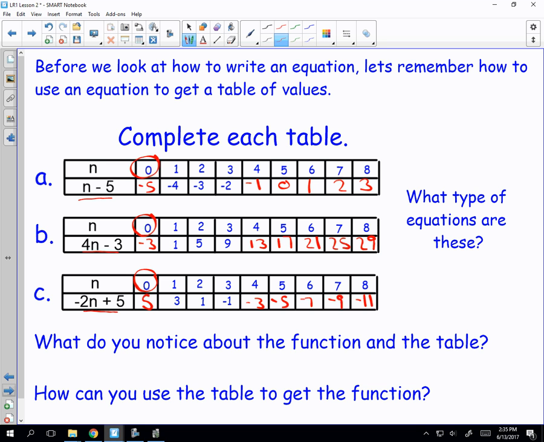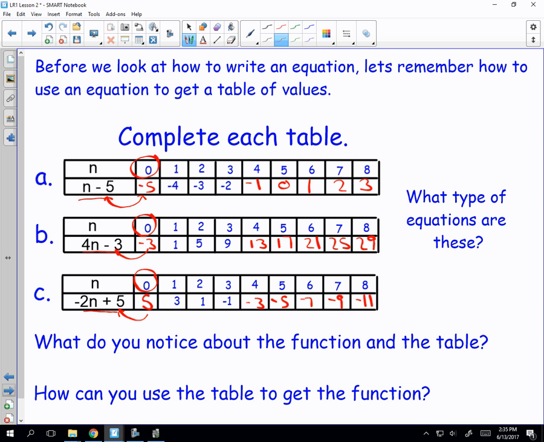Now, if we look at this table, we want to notice some similarities. Hopefully the number one similarity you saw is that the 0 term in the table is the addition or subtraction at the end of the function. Here it's a plus 5, here it's a minus 3, here it's a minus 5. That's the one thing we noticed.